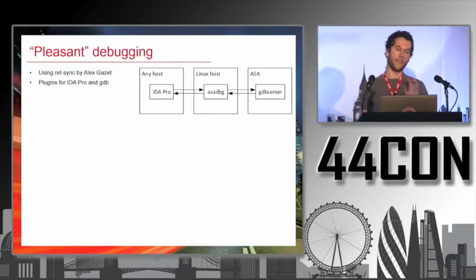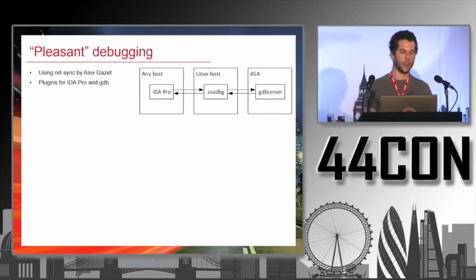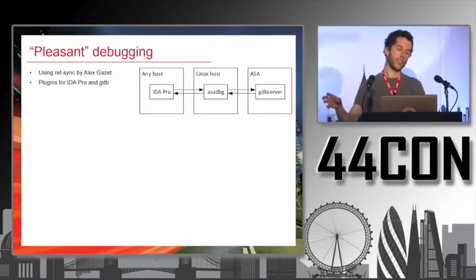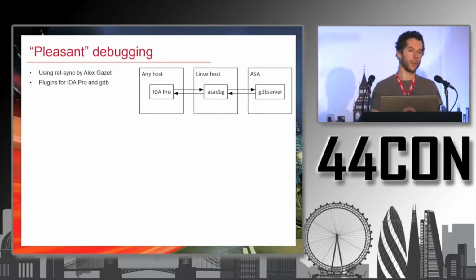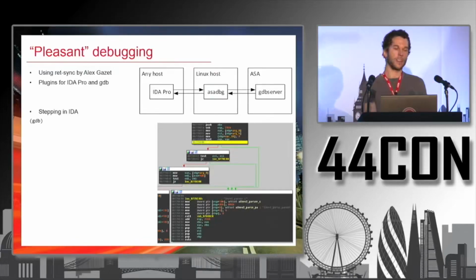And the way it works is you have a plugin in IDA and a plugin in GDB, and they interact with each other with a simple protocol, and they synchronize. So in our case, we have GDB server running on the ASA, our ASA-DBG based on GDB on the Linux host, and then we have IDA that can be on the same host or on a different host, and they are all synchronized. So how does it work?